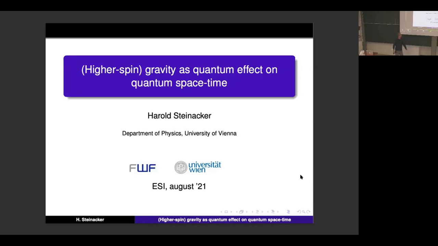And so the topic, as you've just heard, is about how to get gravity as a quantum effect on quantum space. There's a lot of quantum here, and there are different types of quantum, and I will try to explain that. It also happens to be a higher spin model or theory that you get out of here. This was not by intention. I was not born in the higher spin community, but somewhere else. So this is just an outcome, which was unexpected, but seems to be nice and very welcome in the end of the day.